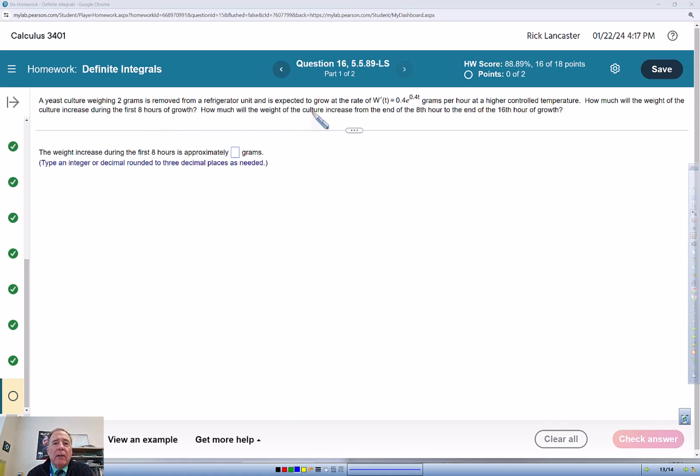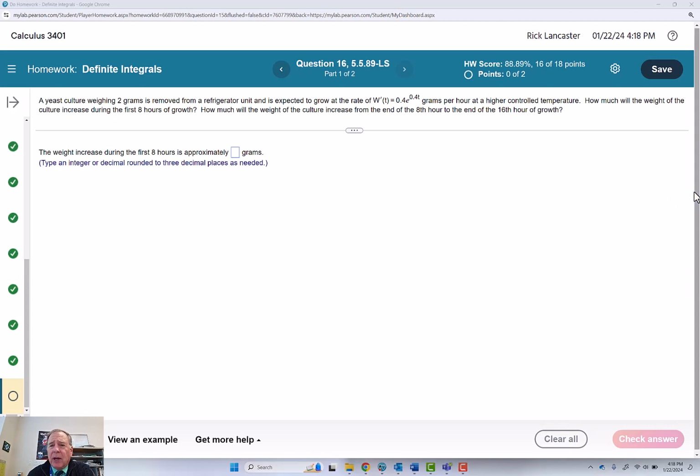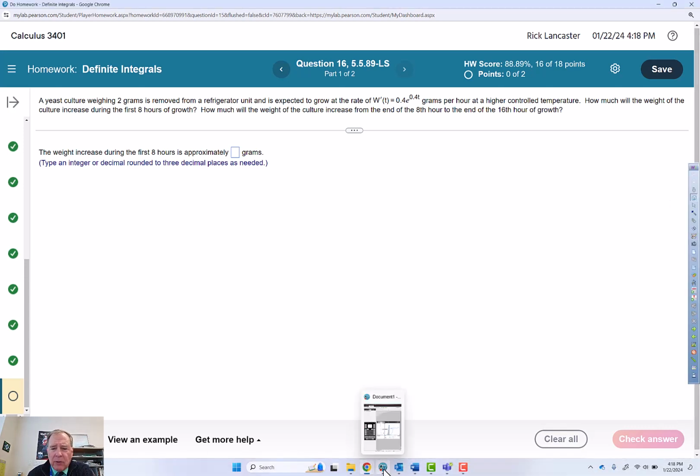How much will the weight of the culture increase from the end of the 8th hour to the end of the 16th hour? So if we were going to do the weight function, we would antiderive this. Then our constant would be 2, and we could calculate at any hour what the weight is. But this asks us how much the weight increases. So we're going to go to the calculator, and we could do this by hand, but we're not going to.